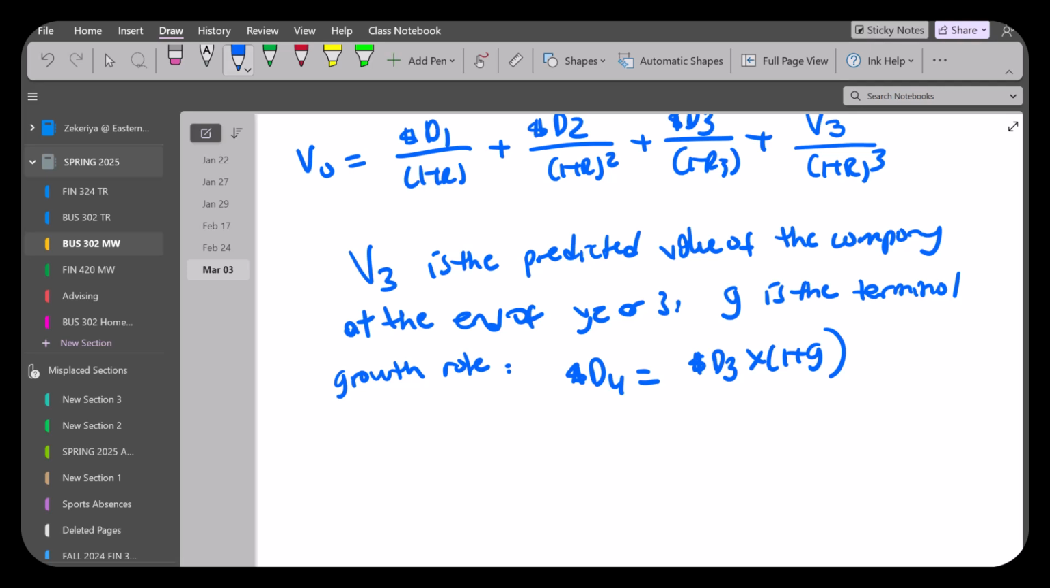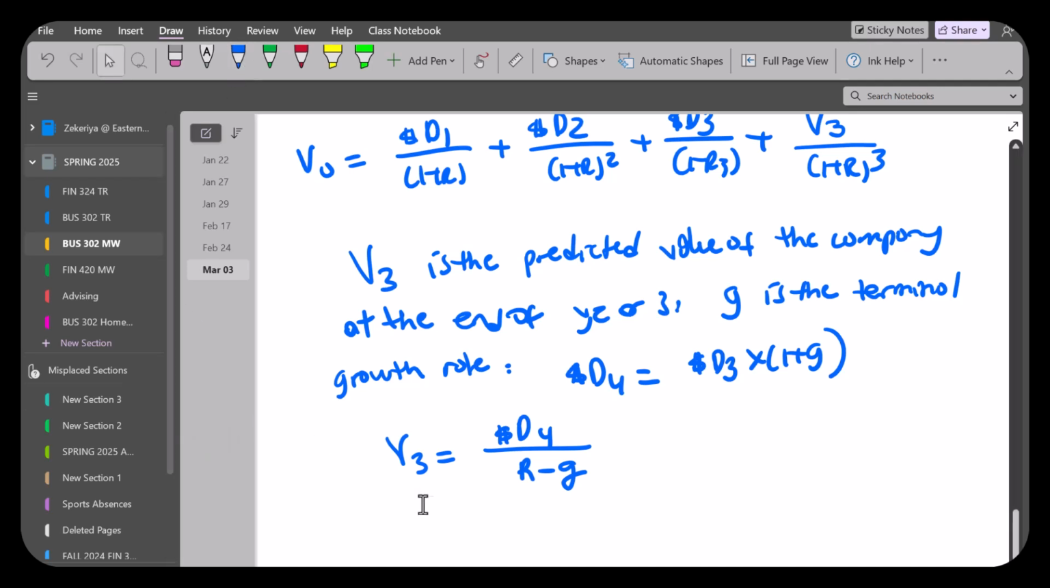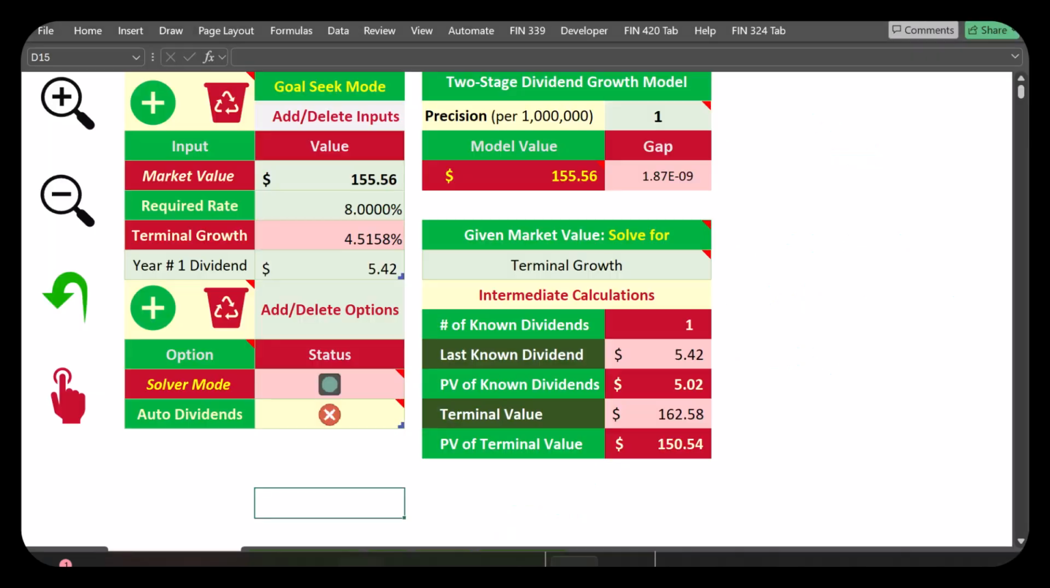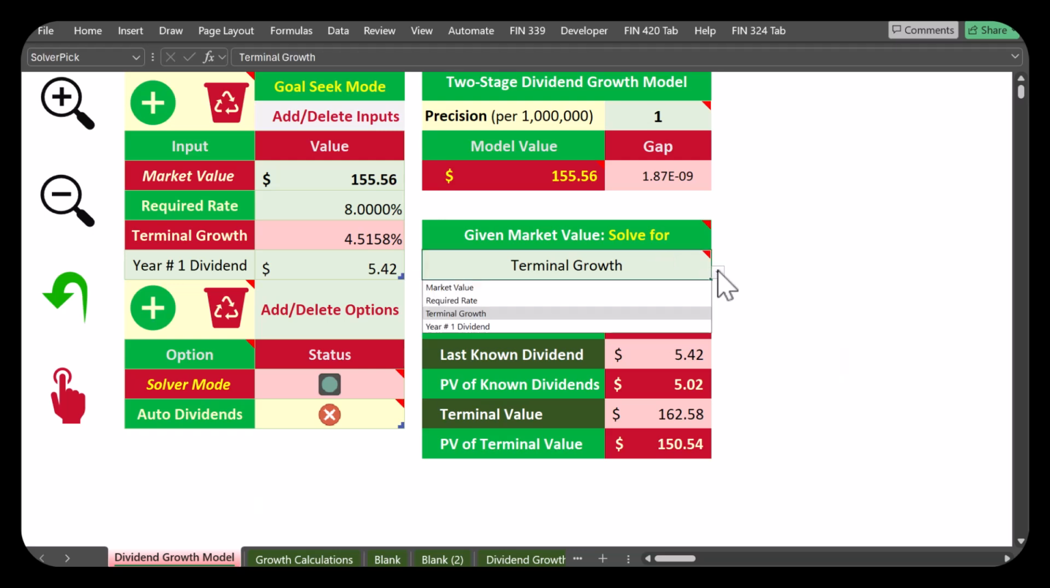That means V3 is the fourth year dividend divided by R minus G. All I have to do is calculate that, plug it into that formula, and add them up. Of course, we're civilized people. We're going to let Excel take care of all of that. And the way we would do that, first, let me make my unknown market value again.